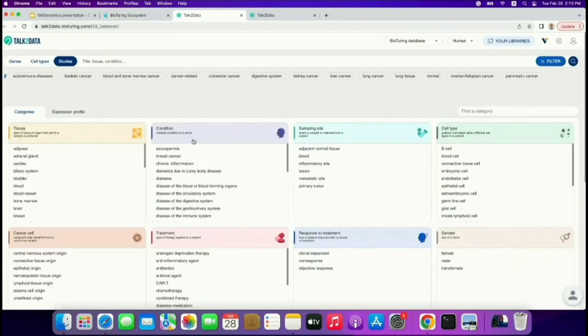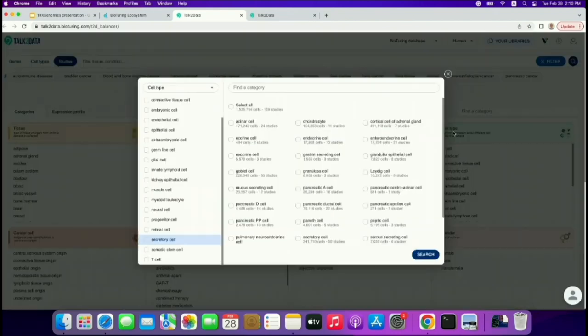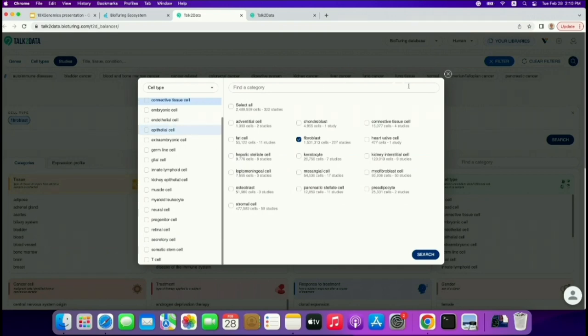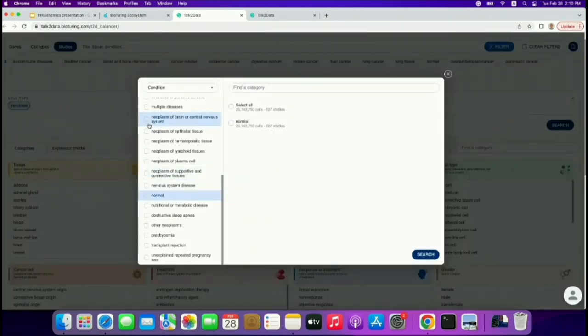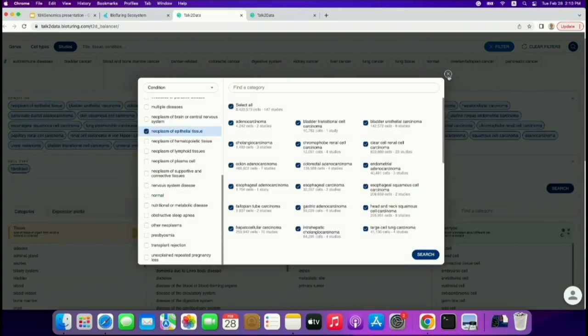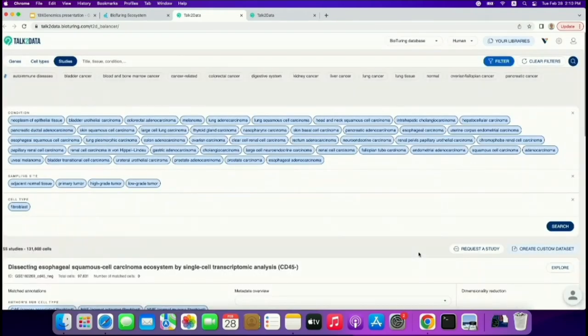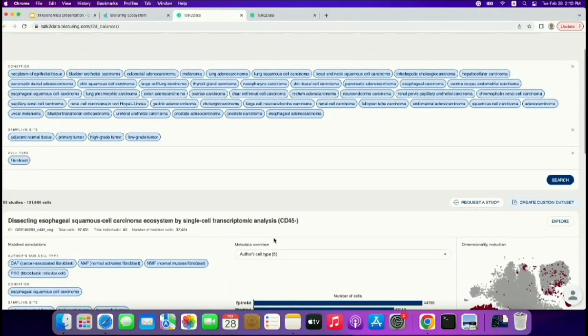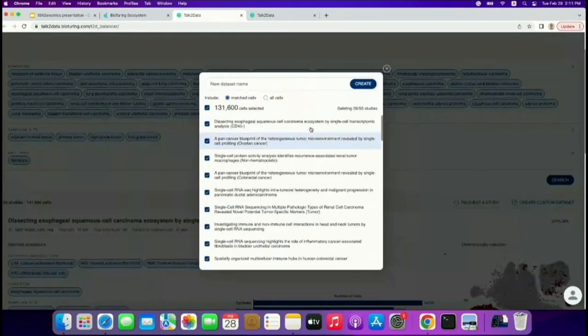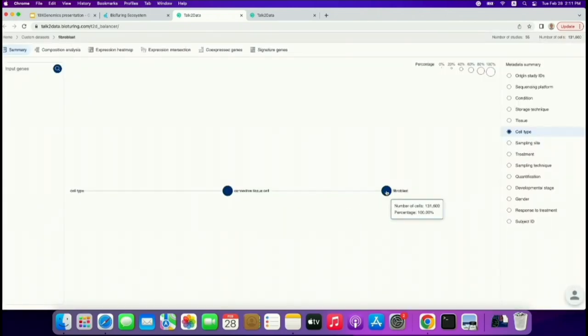Study. Let's go to filter. What do we want? We want cell type fibroblast. We want the condition to be neoplasm of epithelial tissue. We want sampling site to be adjacent normal and primary tumor. Now we ask the question: what are the differences between fibroblasts at the primary tumor versus the adjacent normal site? You can search. It returns 55 studies. Let's combine all these together into one in silico study and see what is happening. Create a custom data set, fibroblast in cancer. Okay. And done. And this is fibroblast.